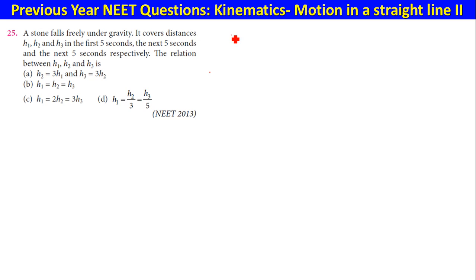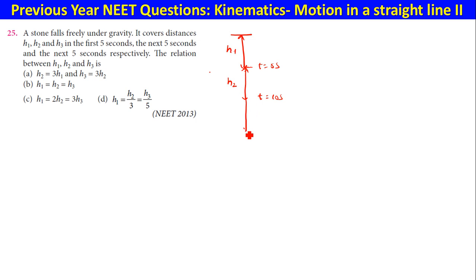So there is a stone which is falling freely under gravity. It covers distances h1, h2 and h3 in first 5, next 5 and next to next 5 seconds respectively. Now the relation between h1 and h2 and h3. So let us say the particle has covered h1 distance in 5 seconds, so it has reached this location at t equal to 5 seconds. In the next 5 seconds, time will be 10 seconds by then, so that will be h2 it will be reaching.